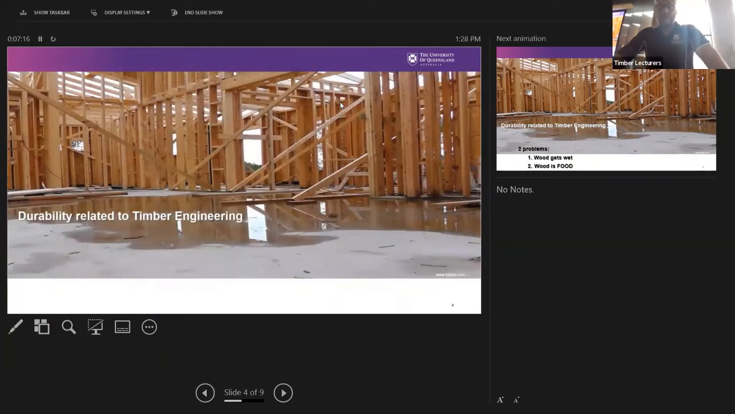So let's talk about durability related to timber engineering. Well, Lisa explained to you that timber is a renewable material and it's good to use in buildings. It grows very fast, and carbon storage, all that story, but we need the buildings to last as long as possible. Which brings me to when we were showing these photos of the buildings in what was Japan.